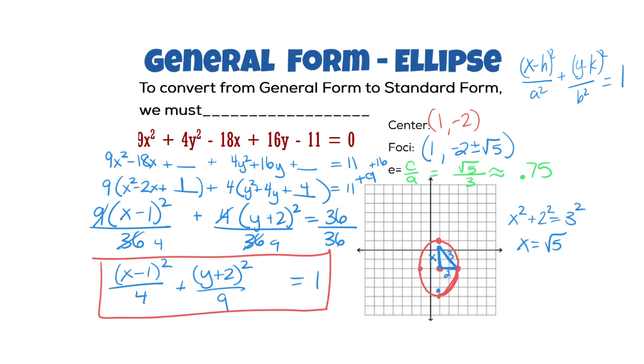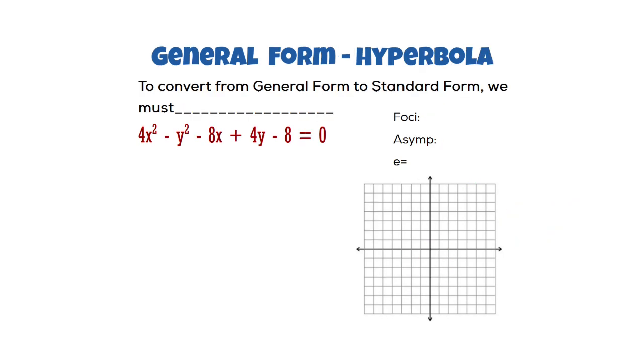All right, we have the hyperbola left. Let's go look at that. All right, so it works very similarly to the ellipse. We have this coefficient that we're going to have to deal with when we complete the square. We do have a minus sign here, and that is going to change some things up. Let's go ahead and get going.